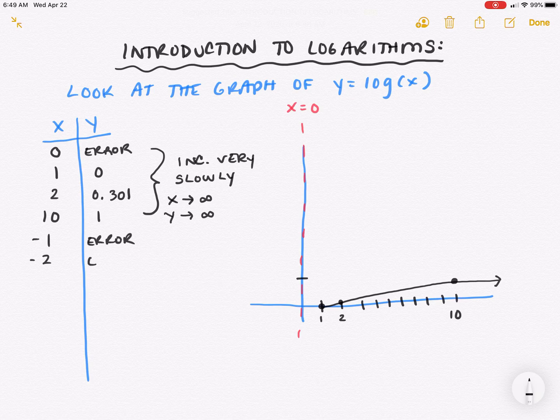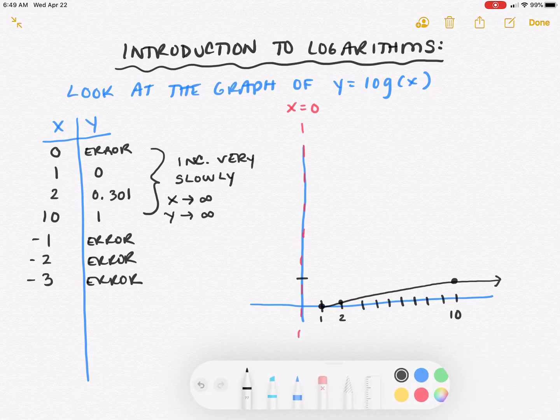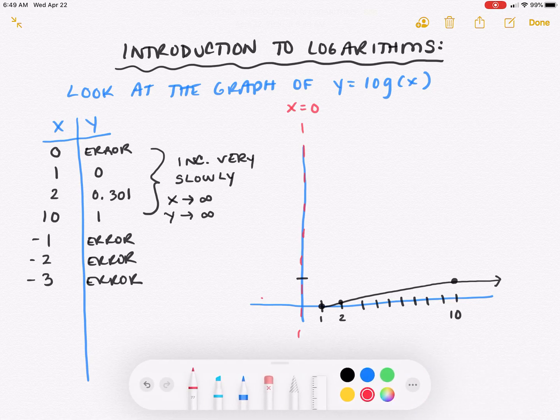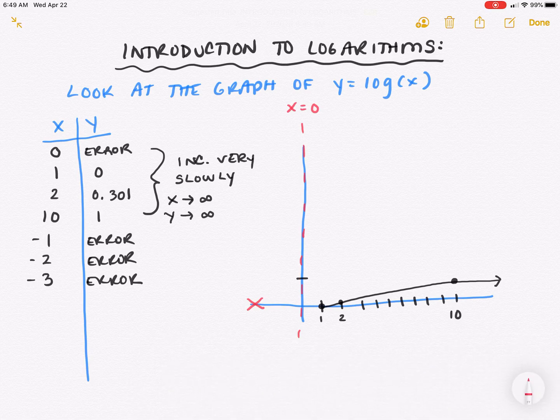If I plug in -2, again, I get an error. Any negative number is going to give us an error. And so as far as the graph goes, we're just not going to plug in anything negative. It doesn't create another vertical asymptote. It just means that there is no graph to the left of x equals 0.